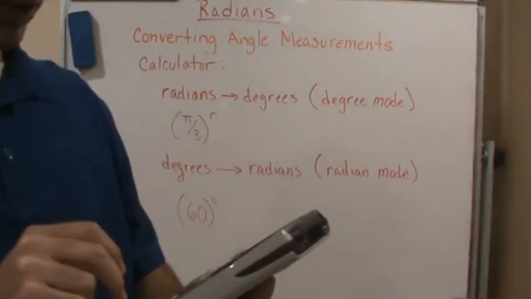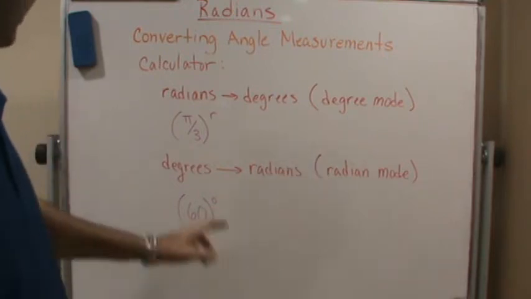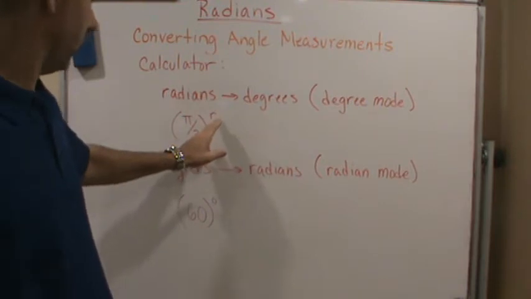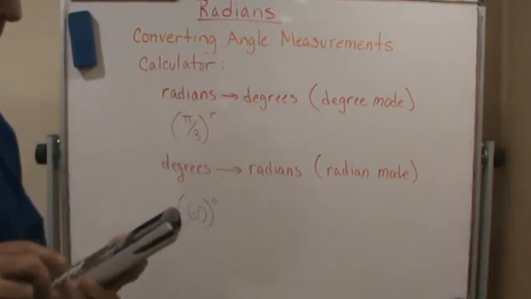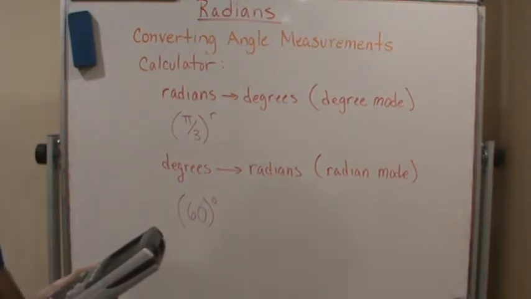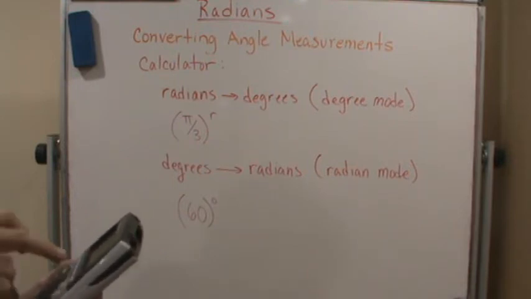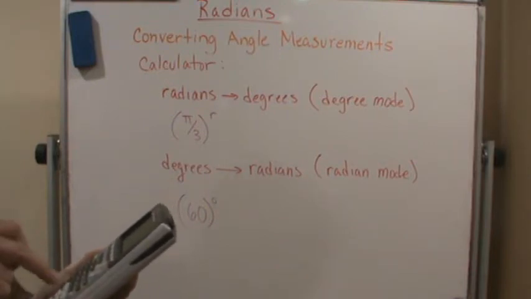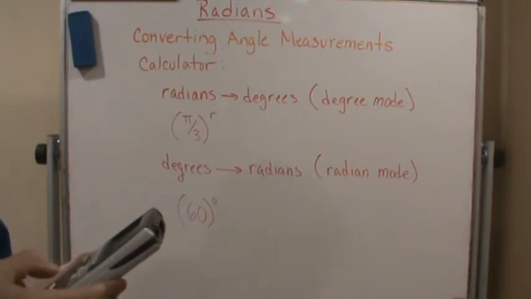Okay, so now what I'm going to do is I'm going to put pi over 3 in parentheses, right? Because I want to change this whole thing, and I'm telling the calculator that it's in radians. And so pi divided by 3, and I go under angle.